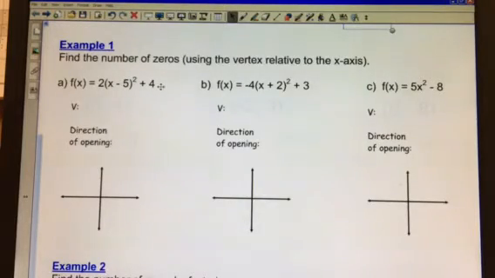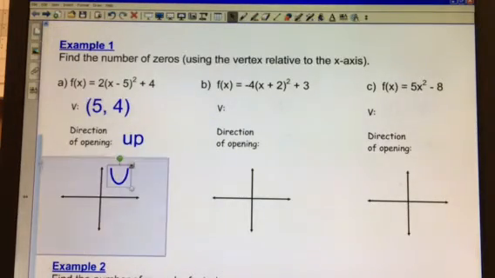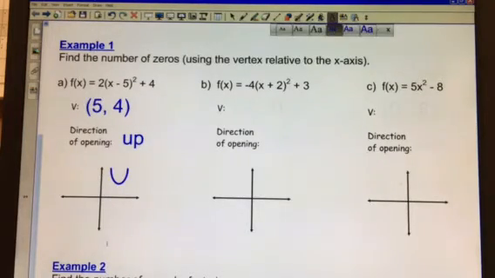So in example A, the function f of x is given in vertex form. The vertex is located at (5, 4). The a value, 2, is positive, so that means you have a parabola that opens up. So approximately at (5, 4), you have a parabola that looks like this. Well, how many zeros do you have? You actually have none, no zeros. Okay, so let me add this in.